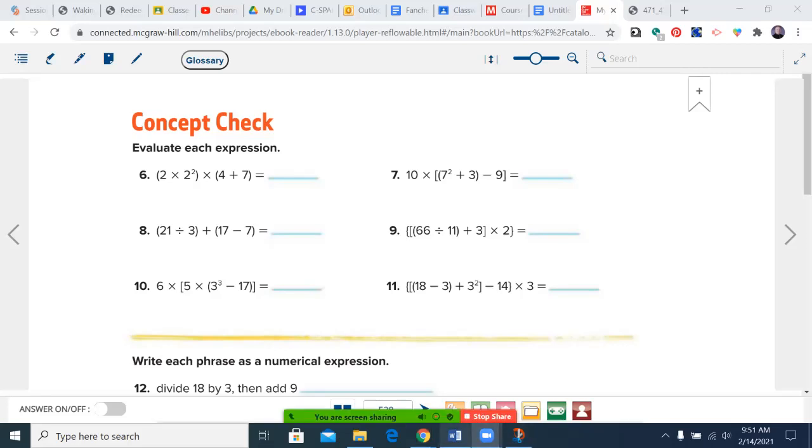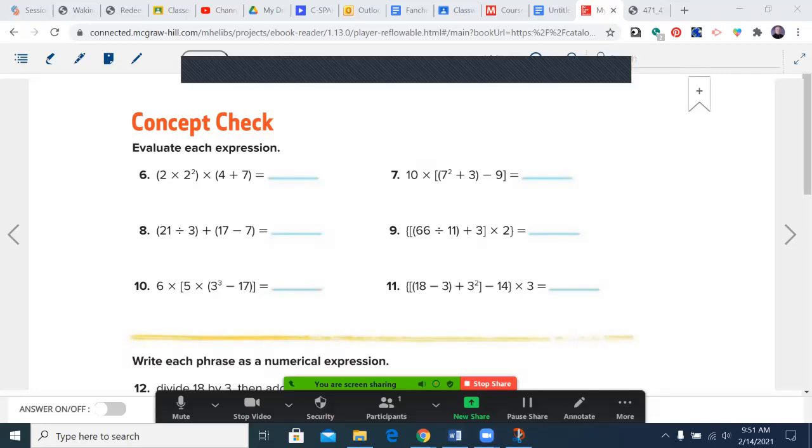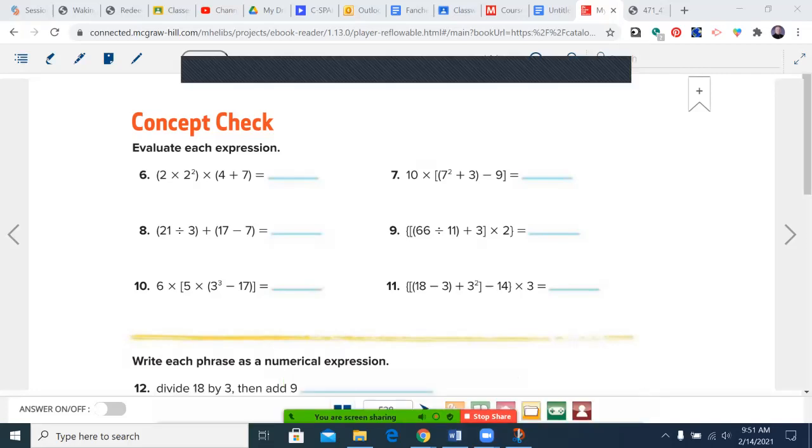So let's get my annotation tool. And if you remember, we went parentheses, brackets, and then braces last. And this is a brace over here next to that 4 in number 11. That's an example of a brace.